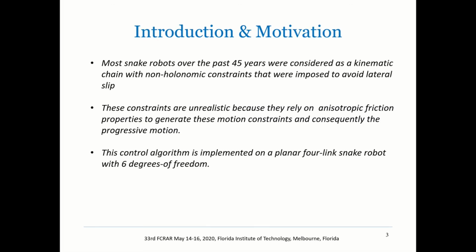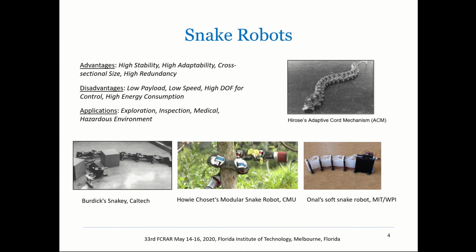To begin with, most snake robots over the past 45 years have been considered a kinematic chain with non-holonomic constraints to avoid a lateral slip. These constraints aren't really realistic, due to real biological snakes accomplishing this through friction properties. So a new dynamic model needed to be created to actually account for this, and that's what we did. Also, this control algorithm is implemented on a planar 4-link snake robot.